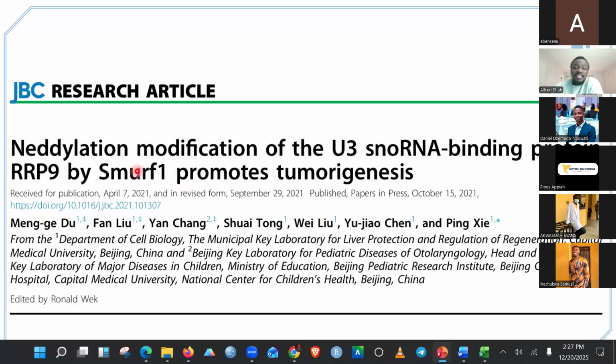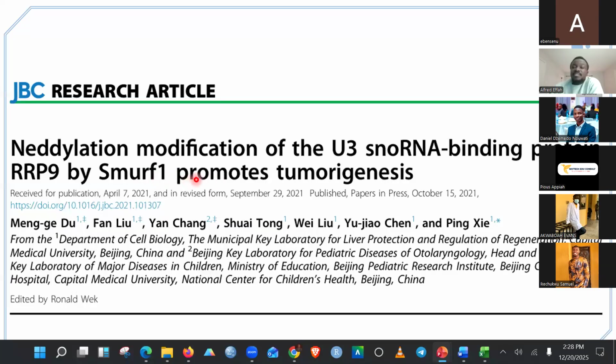Now, SMURF1 can add NEDD8 to a protein. It can also add ubiquitin to a protein. Now, the outcome is that if SMURF1 adds ubiquitin to a protein, it will be degraded. It'll be tagged for proteasomal degradation. If it adds NEDD8 to you, your activity is going to change. The way you behave in a cell is going to change. Now, all this activity is known for SMURF1.